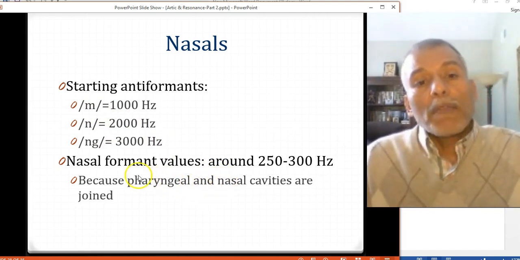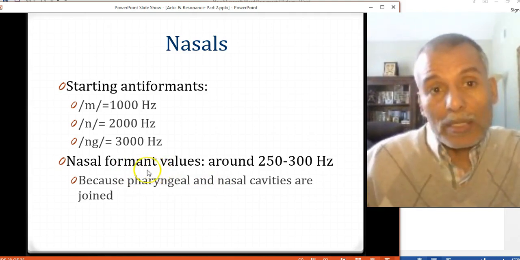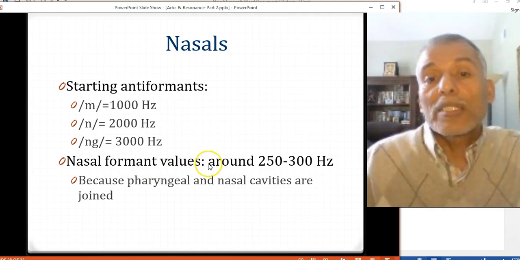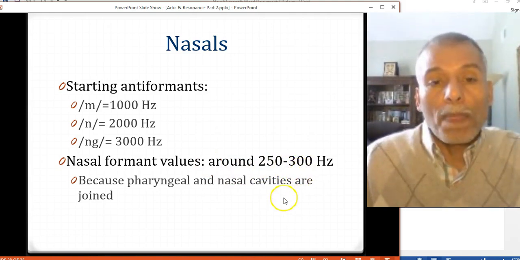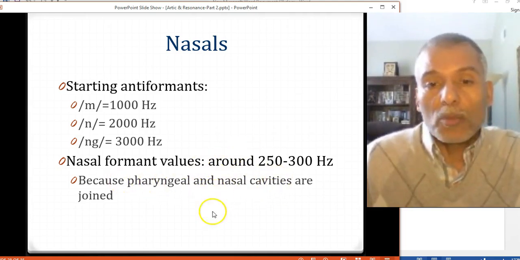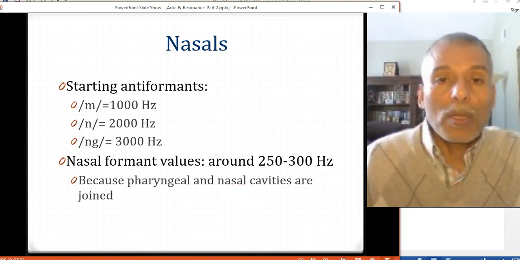Nasal formant values. Formant values now for the nasals, because we said nasals have both antiformants and formants. Formant values for nasals generally go from 250 to 300 hertz. And again, because the cavity is huge, this is a much larger cavity to produce these sounds, and you couple the nasal cavity with the vocal tract.